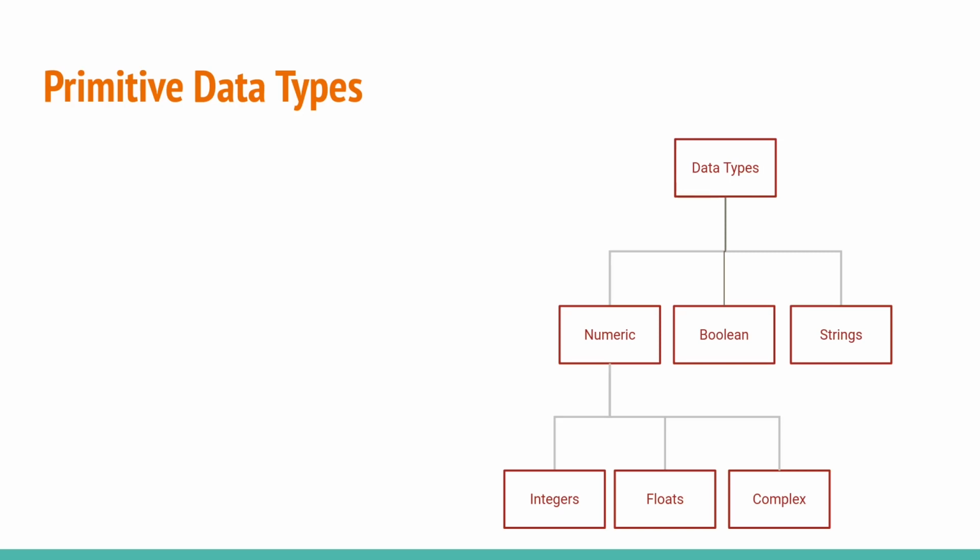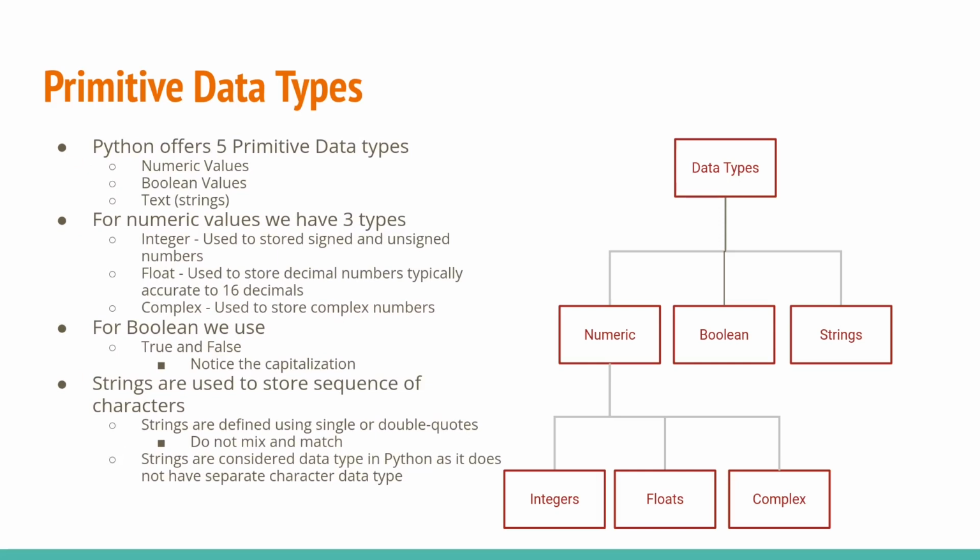Integers are not the only data type available in Python. Python offers 5 distinct data types that can be broadly categorized into 3 categories: numeric, Boolean, and string. Numeric values are the ones of most interest to us in engineering calculations because we work with numbers. Numeric data types in Python include integers, which are simply non-decimal numbers, floats, which are decimal numbers, and complex, which are complex numbers.